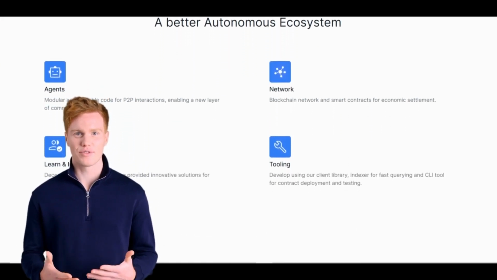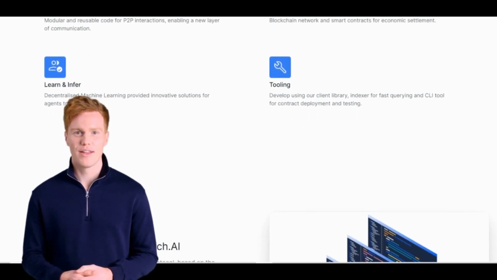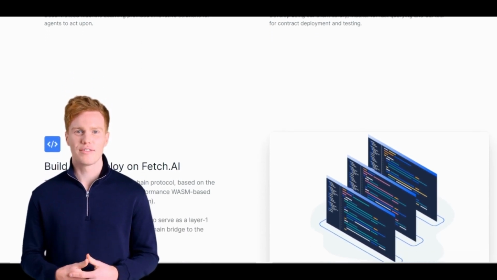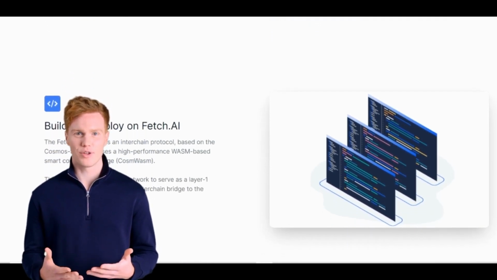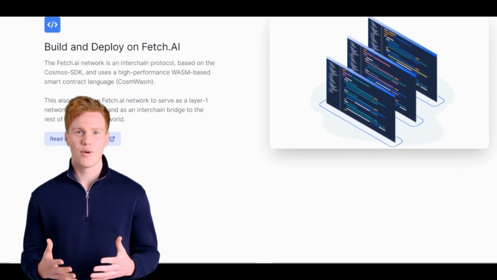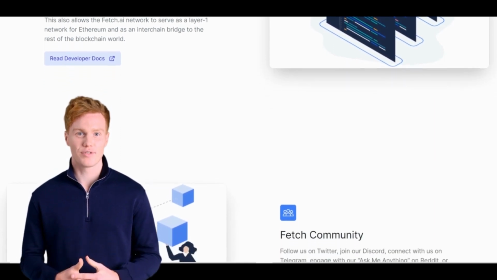The FETCH.AI ecosystem is powered by the FETCH.AI token, FET, which is used to access the platform's services and to incentivize participants to contribute to the network. FET can be used to pay for transaction fees, to participate in governance, and to access a variety of other features and services within the FETCH.AI ecosystem.